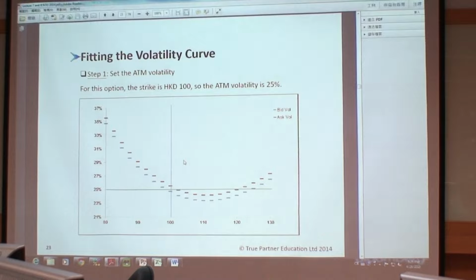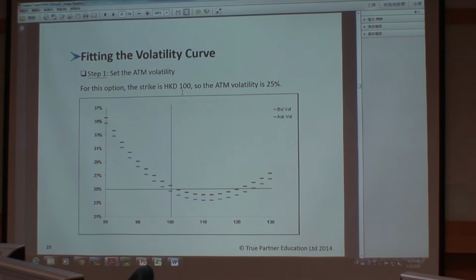Let's start at the following. In this chart, you see all the blue and red lines. On the horizontal axis, it's different strikes, and on the vertical axis, it's the implied volatility. You notice that the blue line is slightly lower than the red line. Blue is the bid volatility on the bid price, and red is the implied volatility on the offer price.